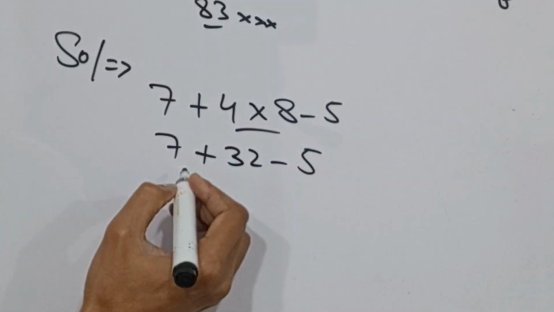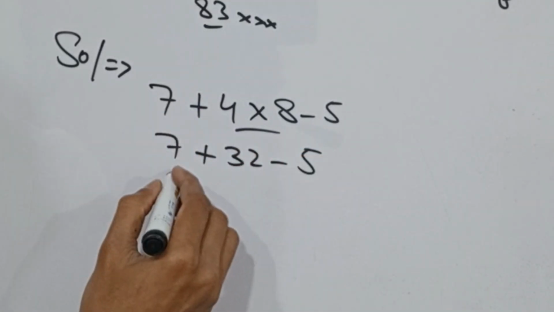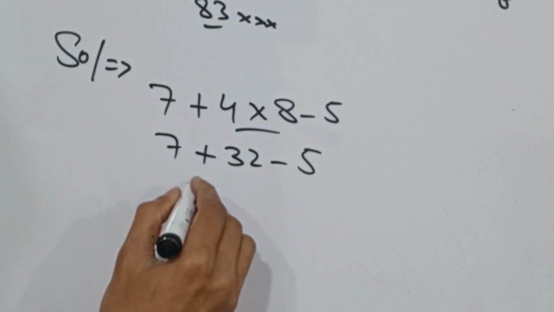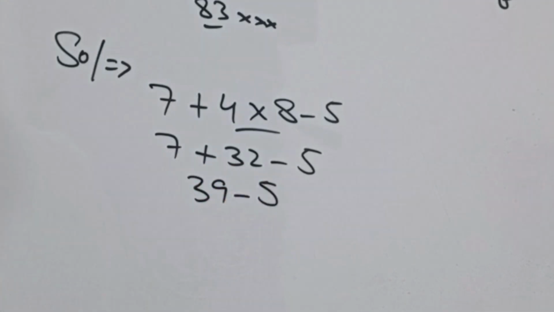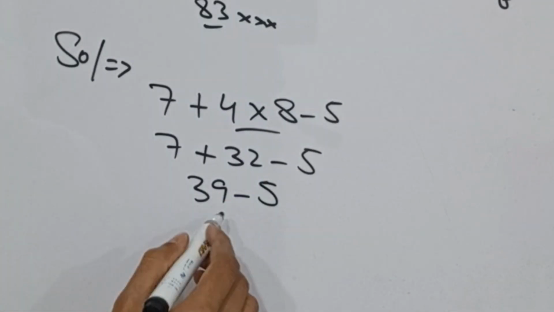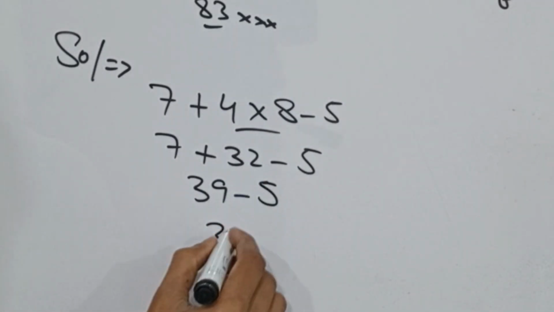Now addition and subtraction from left to right. So 7 plus 32 equals 39 minus 5. Now 39 minus 5 equals 34.